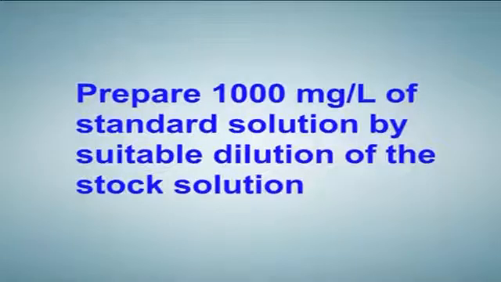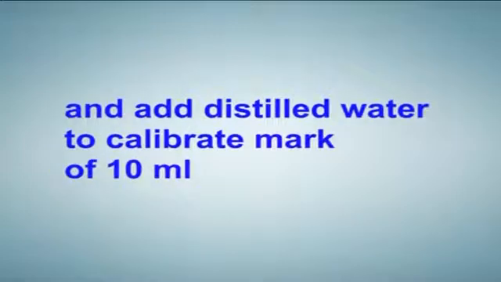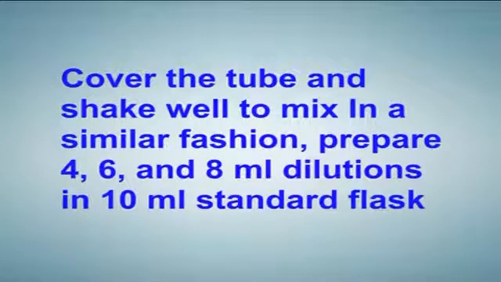Preparation of sucrose standard solution. Prepare 1000 mg per liter of standard solution by suitable dilution of stock solution. Make a 2:10 dilution of stock solution as follows: 2 ml of the stock solution is pipetted into a clean 10 ml test tube, and distilled water is added to calibrate to the mark of 10 ml. Cover the tube and shake well to mix. In a similar fashion, prepare 4, 6 and 8 ml dilutions in 10 ml standard flasks.